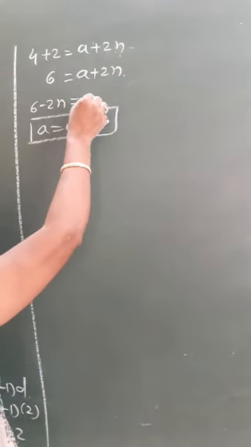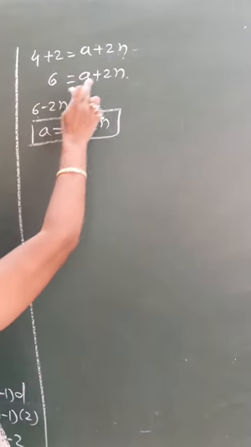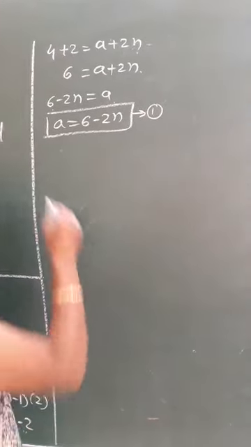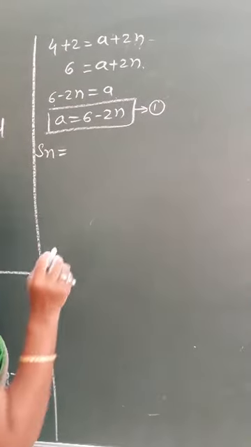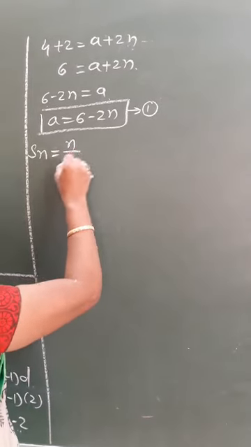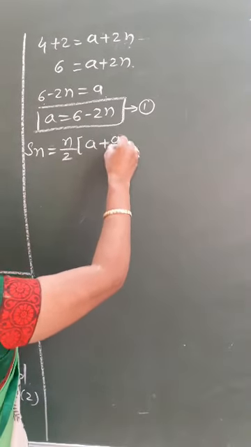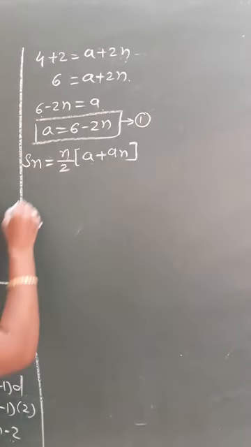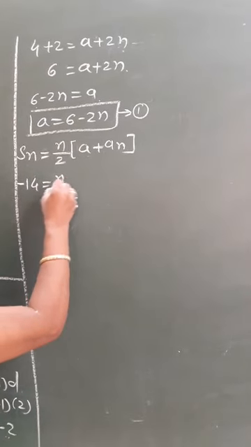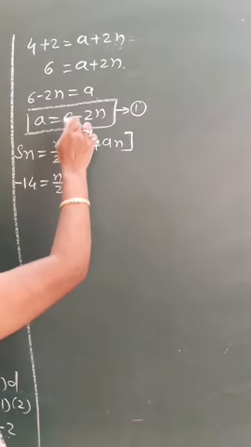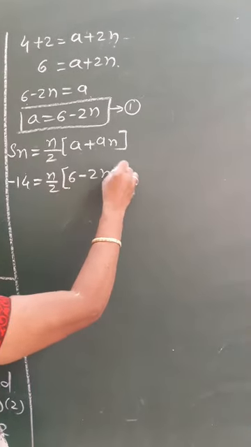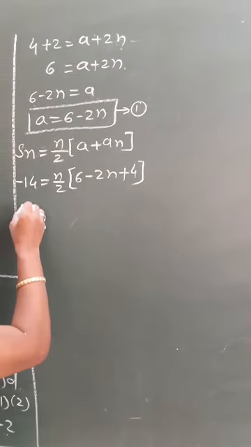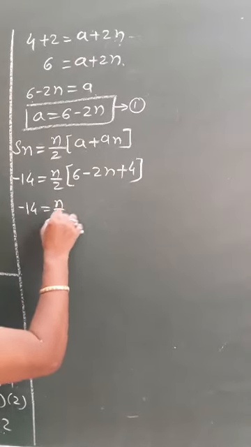We will find the value of a in terms of n. Means we will shift 2n here. So 6 minus 2n, and we will call this equation 1. Now we are having the value of Sn. The formula for Sn is equal to n by 2 into a plus an. Why have I used this formula? Because the value of Sn I know, which is given as minus 14. n I don't know, and the value of a, which we just found, is 6 minus 2n, and the value of an is also given, that is 4. So from here minus 14 is equal to n by 2.